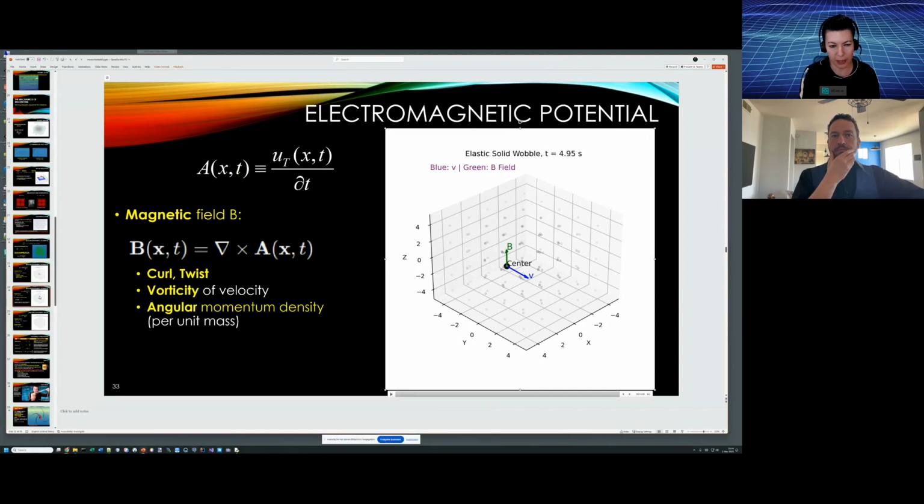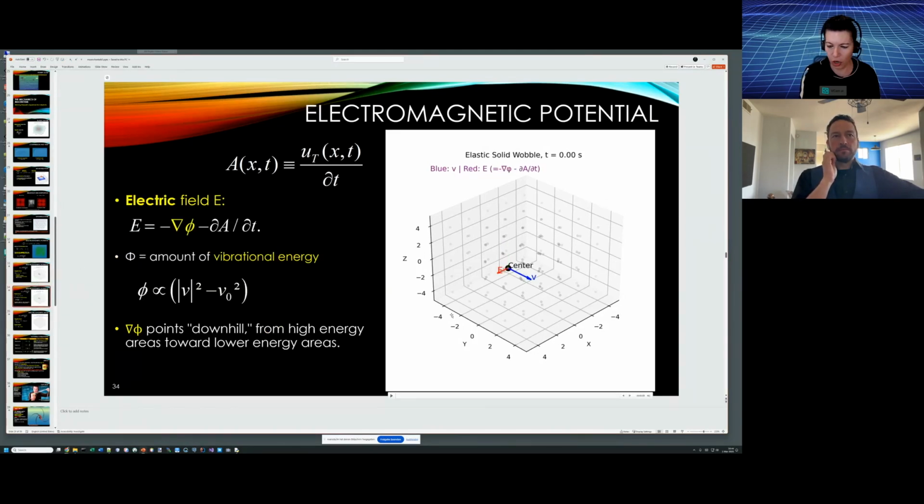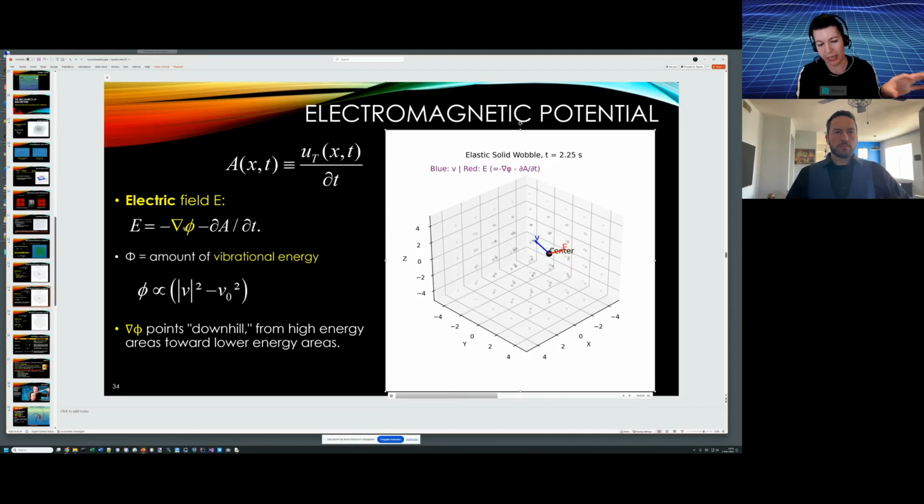So then what's E? And that was actually a little harder, because the electric field has actually two parts, and most people in mainstream, I think, ignore this first term here. It's composed of a scalar field, and it's also related to acceleration. So since A is velocity, this would be acceleration. And this one is related to the amount of vibrational energy.